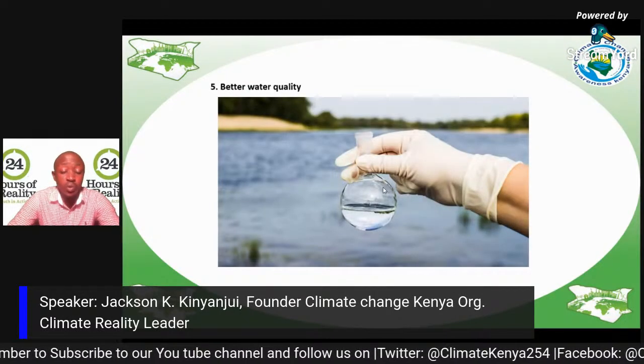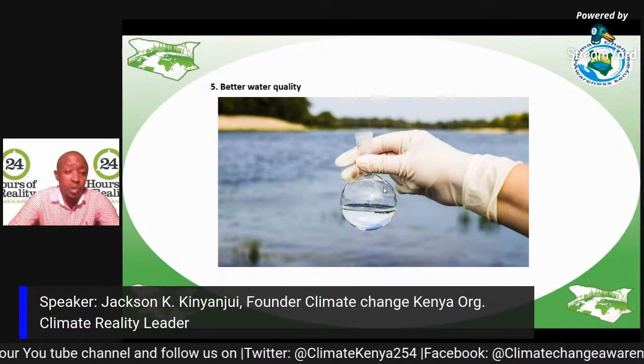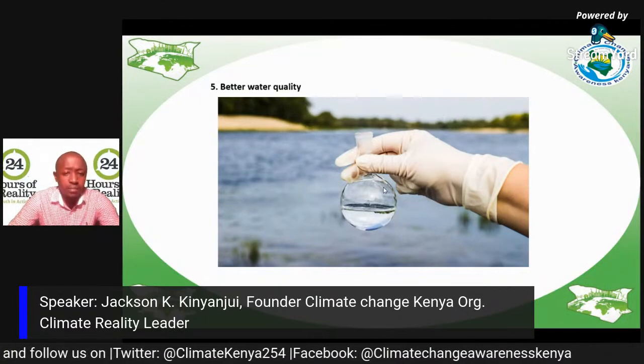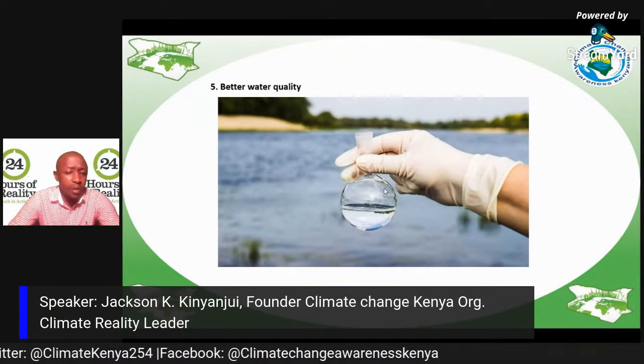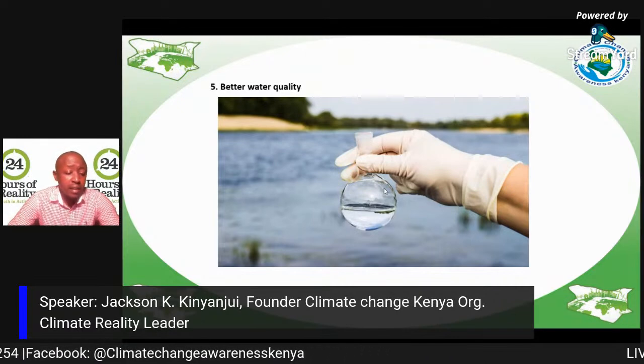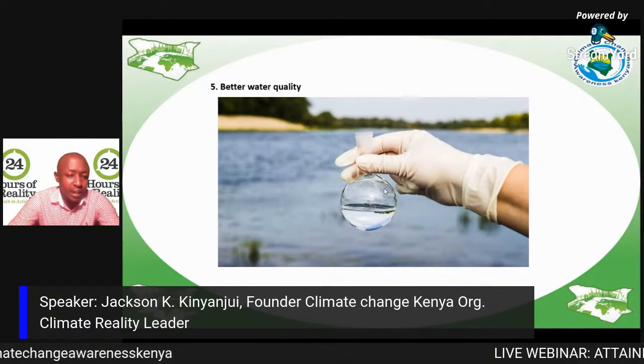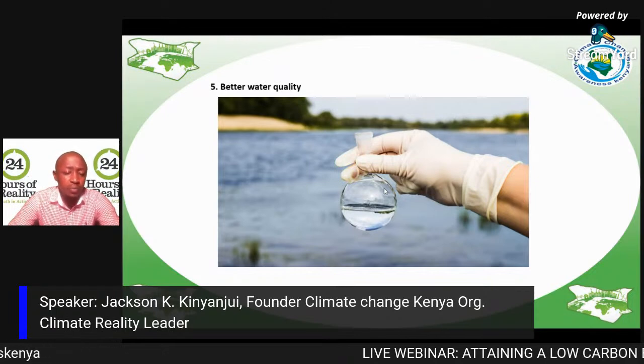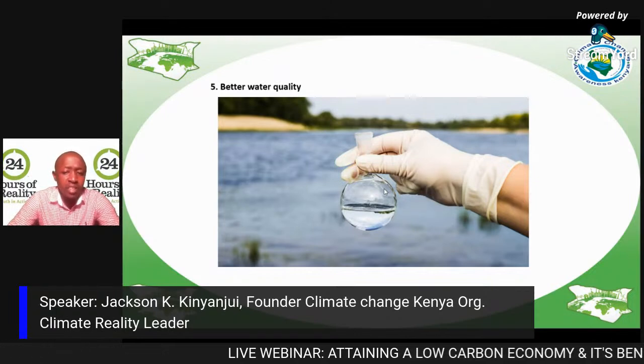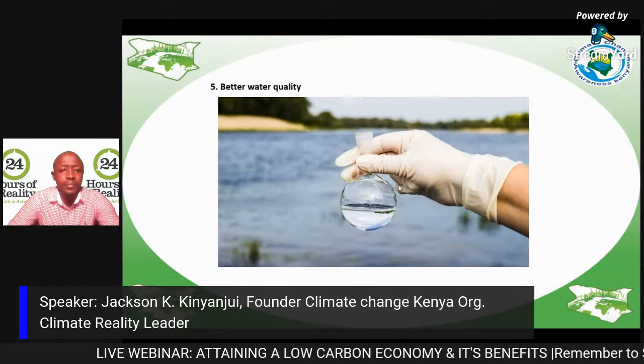Better water quality, which is one of the SDGs, access to quality water. Once you have embraced the green economy, then it means the hydrological cycle will be better improved, water will be much cleaner, and will not be having the impacts of acidic rain.